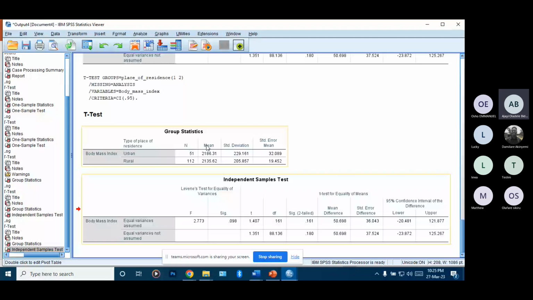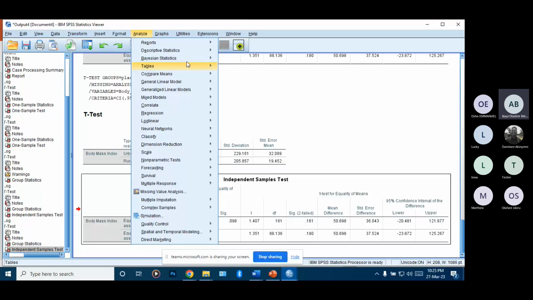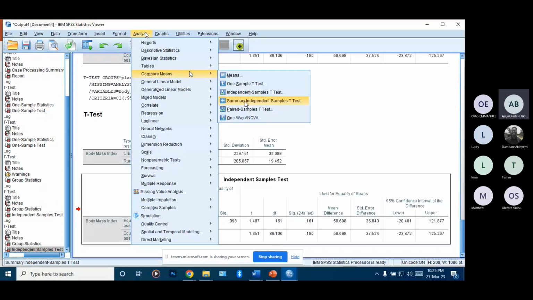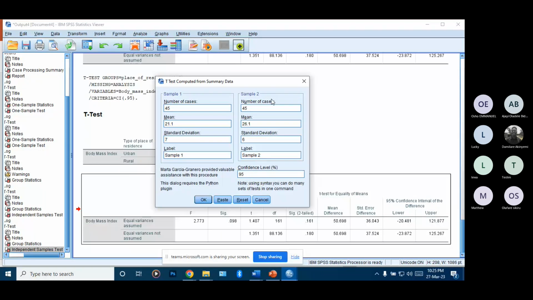We want to analyze again, comparing means, and we are now in the, okay, I skipped the summary independent samples test because I feel like it is not needed. I can actually show us what we have there. Okay, can we see my screen? Yes, we can.